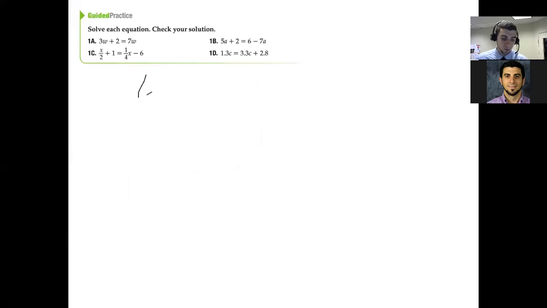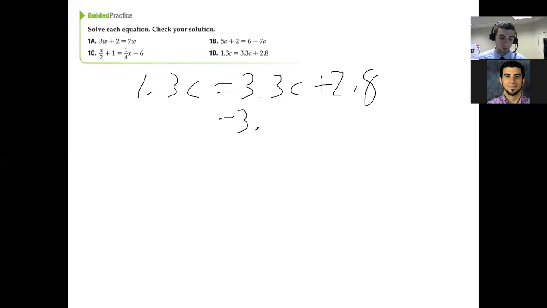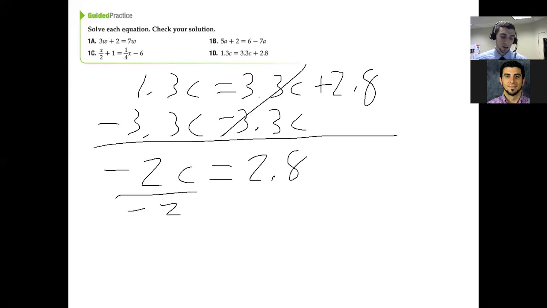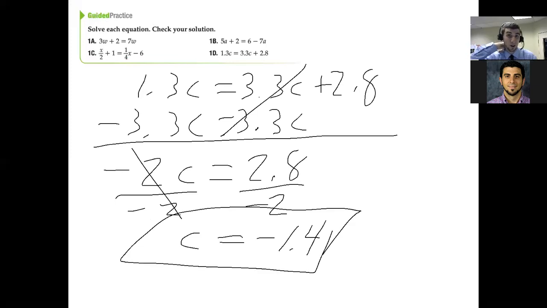You'd have 1.3c equals 3.3c plus 2.8. If you're okay with negatives, you could subtract 3.3c from both sides. Those cancel, and here you'd have -2c equals 2.8. And then you'd divide by -2, not subtract. And you'd still have -1.4. Okay, either way, you should get the same answer because it's the same problem.